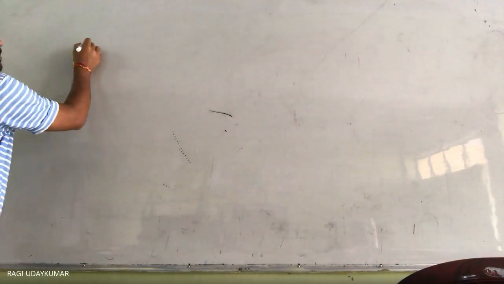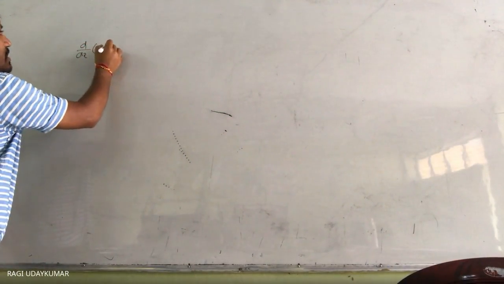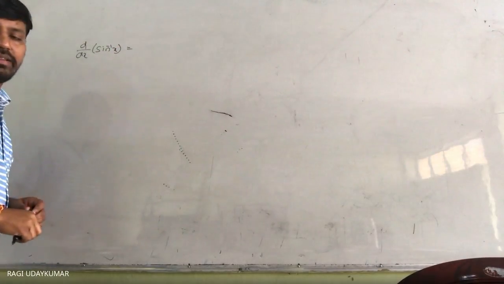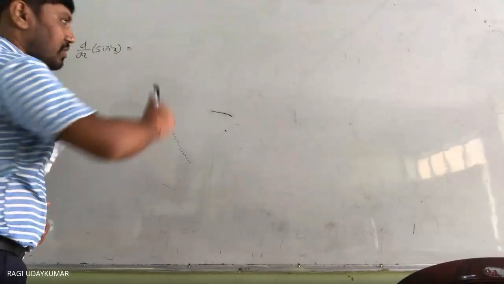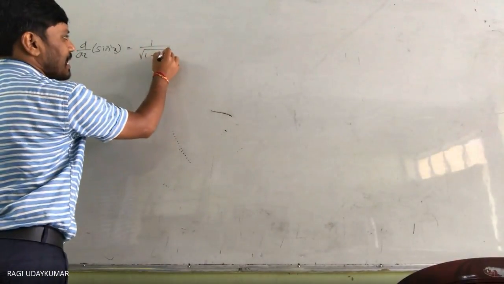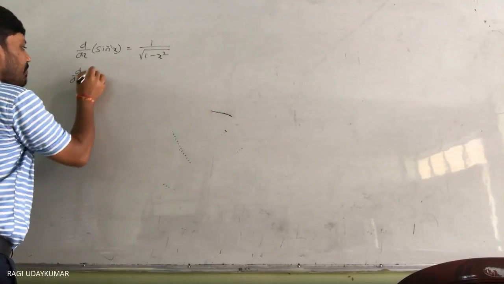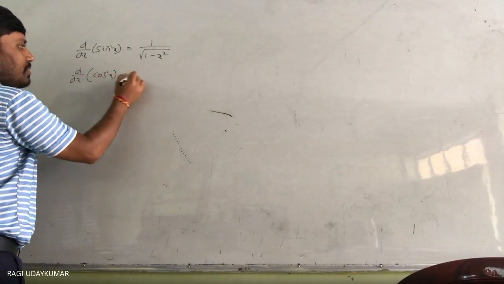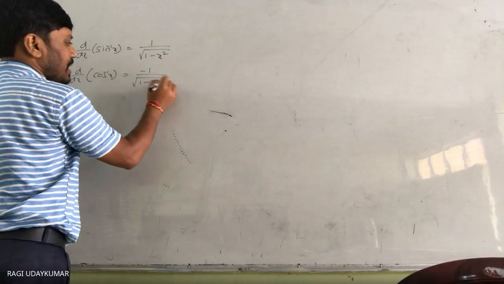Now everyone should be ready to remember all the inverse trigonometric function derivatives. Once again I am going to write that on the board, so you also write in your notebook. Derivative of d by dx of sin inverse x, can anyone tell? 1 by under root of 1 minus x square. D by dx of cos inverse x is minus 1 by under root of 1 minus x square.